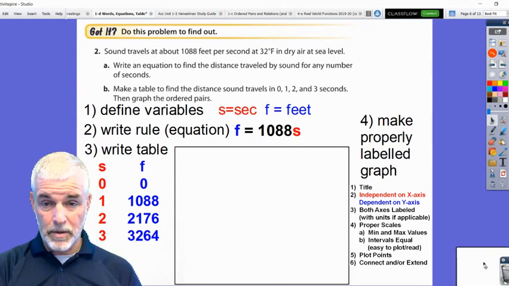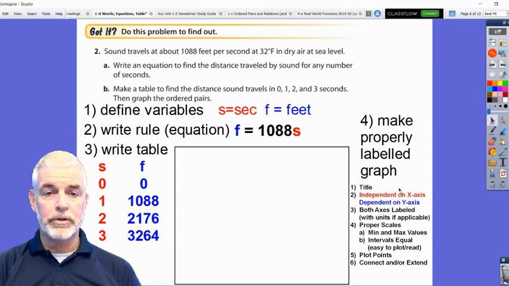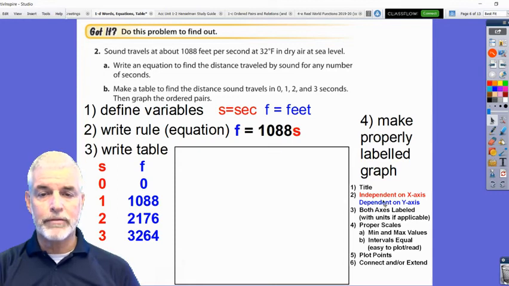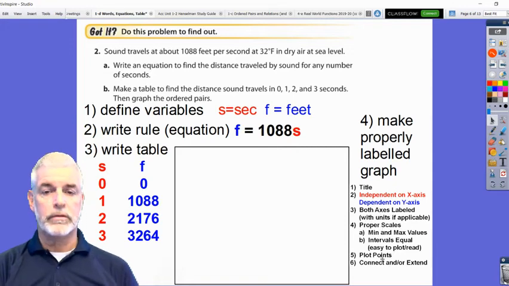So there's my table. Notice I didn't write any lines here. You don't have to write lines in your table. You can if you want to. I think I might have given you lines in my template there. All right, now make a properly labeled graph. I'm reminding you of the requirements for real-world graphs over here. A title, the labels on both axes, good scales, okay?